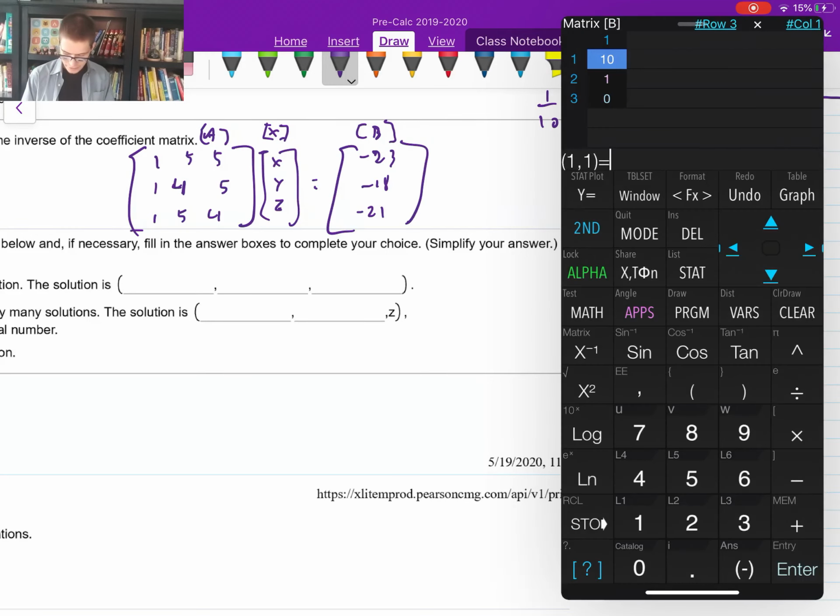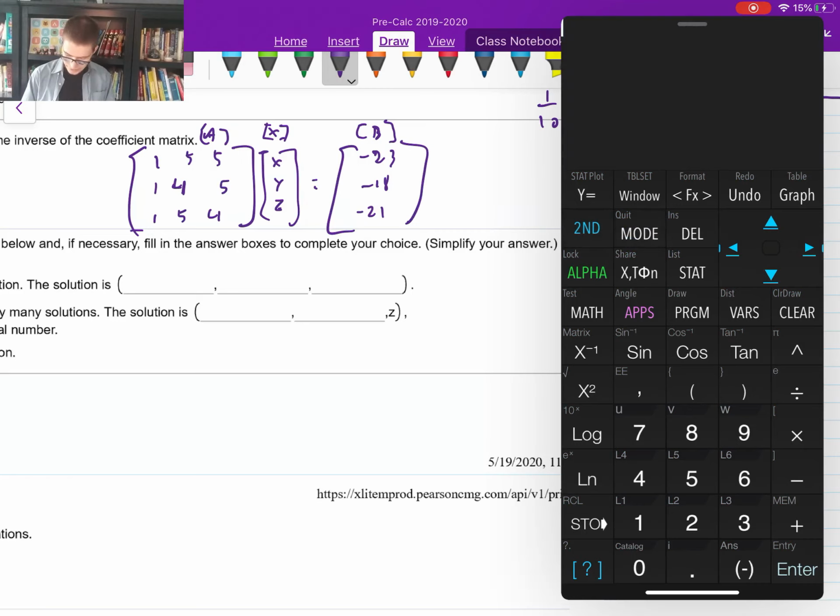This is a 1 by 3, conveniently hard to put in. There's negative 23. Then we have a negative 18, and negative 21. Okay. So if we multiply, we'll get out of that.